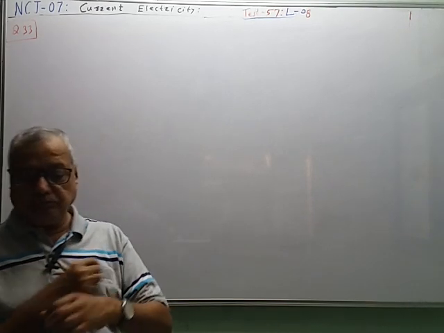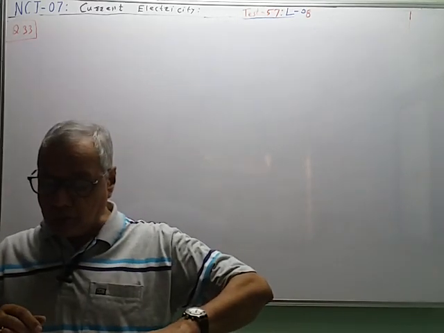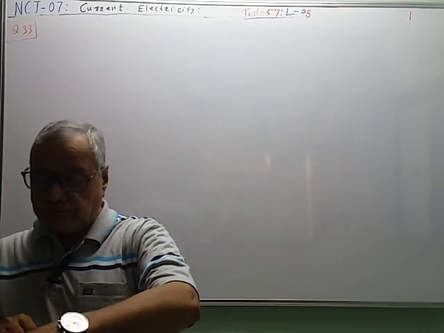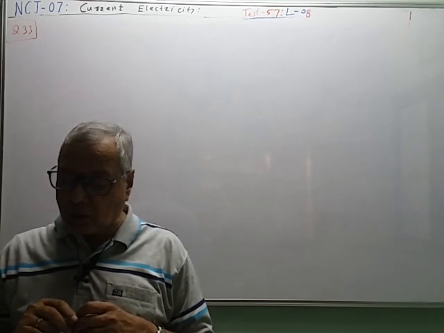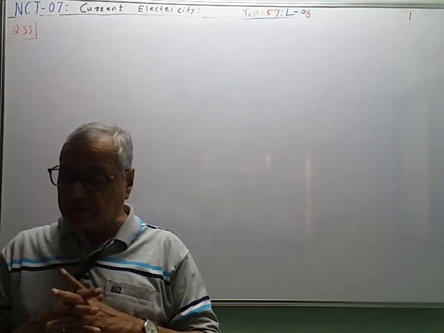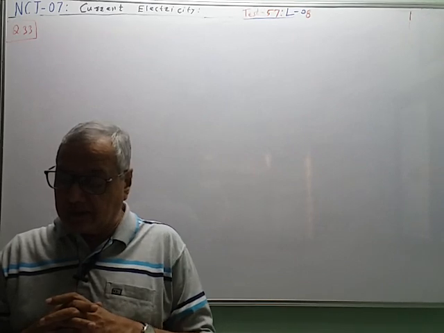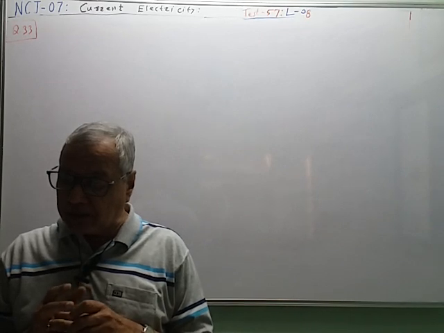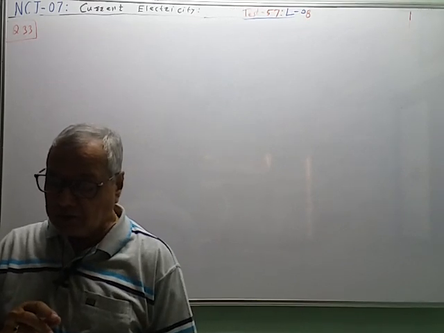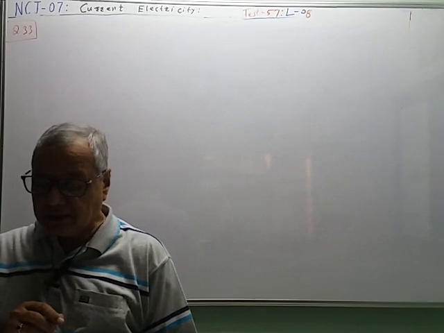Next, question number 33. In cosmic rays, 0.15 protons per centimeter square per second are entering the Earth's atmosphere. If the radius of the Earth is 6,400 kilometers, the current received by the Earth in the form of cosmic rays is nearly.